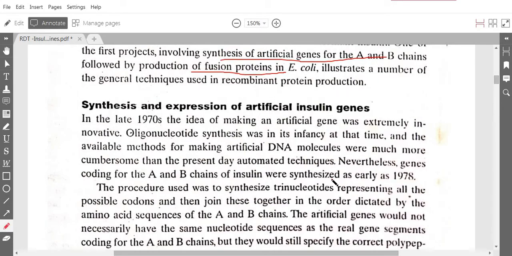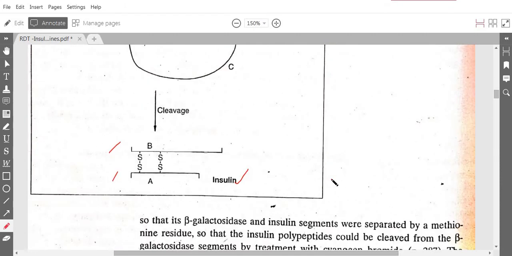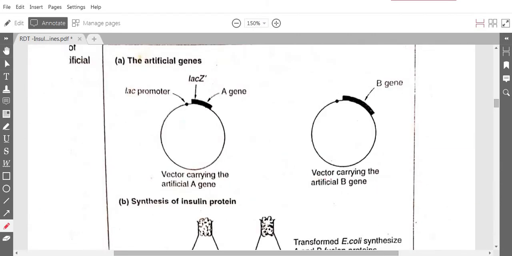So this is illustrated in this particular diagram. Now we have a synthetic A chain and a synthetic B chain, and these individual A chain and B chain are fused with a vector. We can take any kind of vector, because the size of the chain is very small. So you can take any plasmid vector like pBR322 or maybe pUC18. You can take any of these vectors, and now before the start of the A chain, the lacZ gene is attached. Some modification has been done.